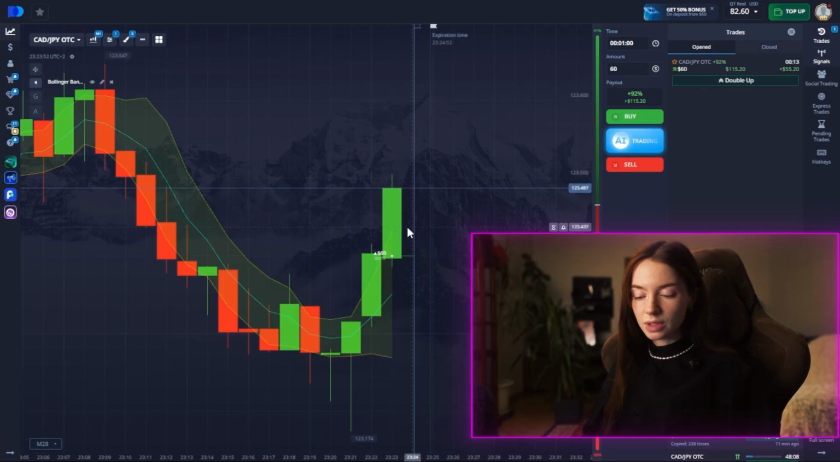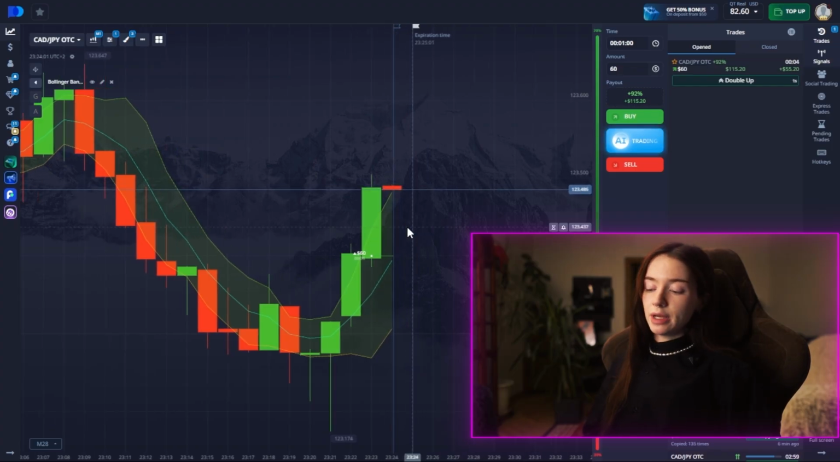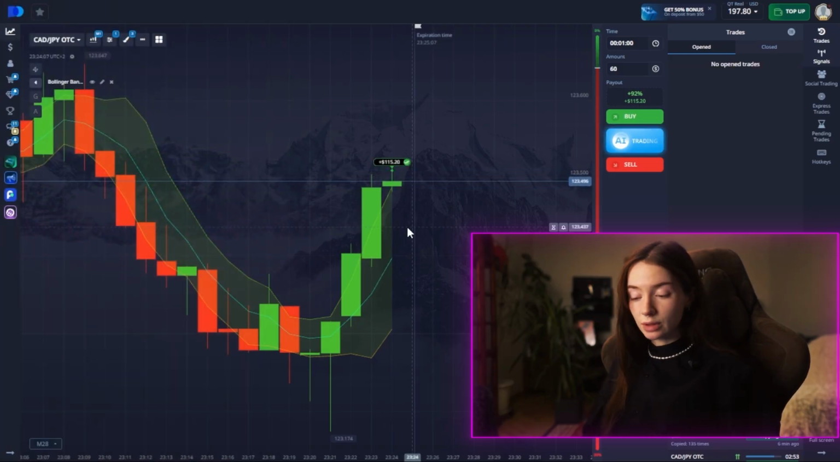It's important to see whether the market is clean. If I see chop-tight bands, no movement, I immediately say the market is dirty and skip it. As you can see, we closed in profit.